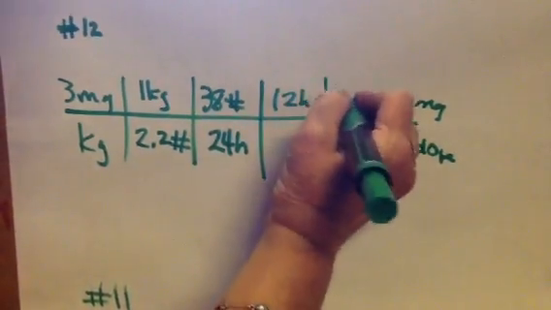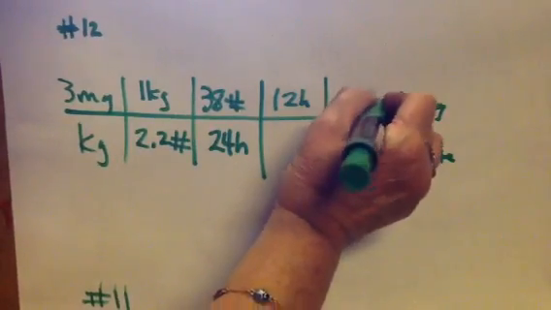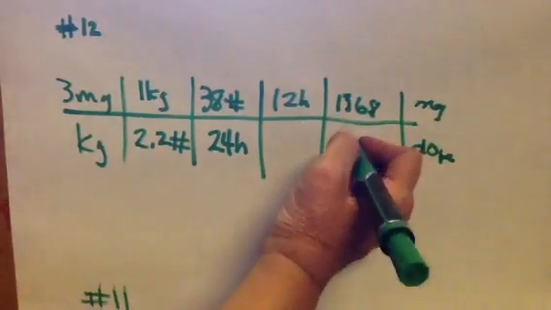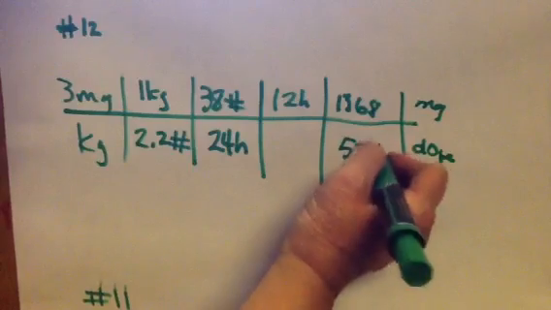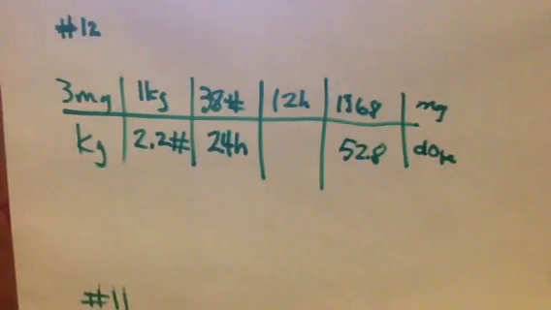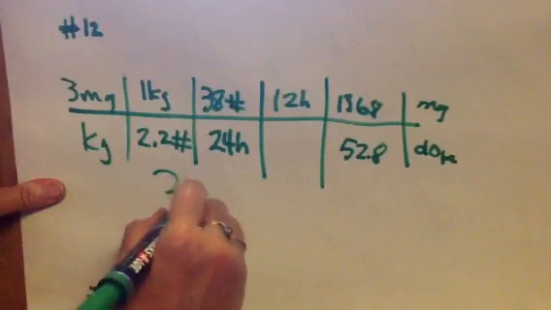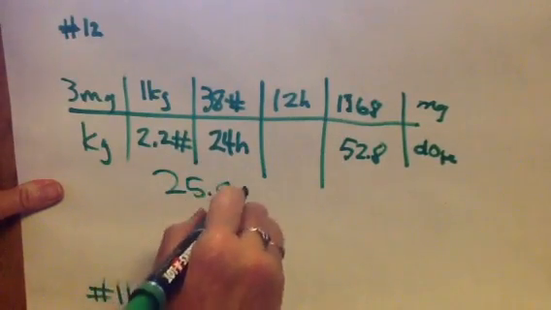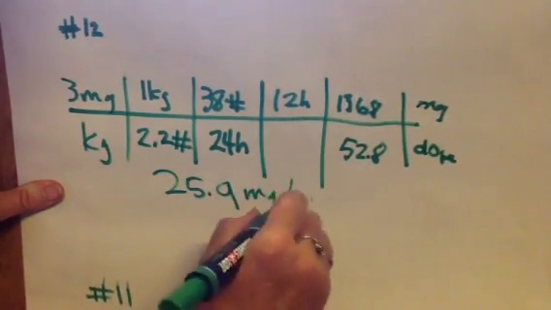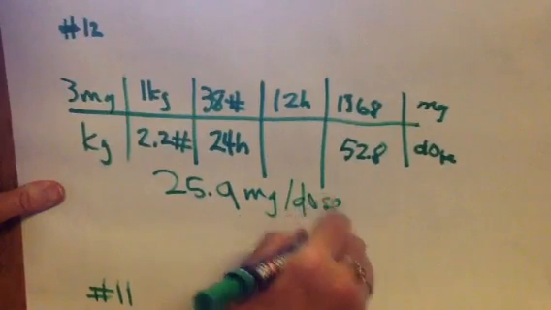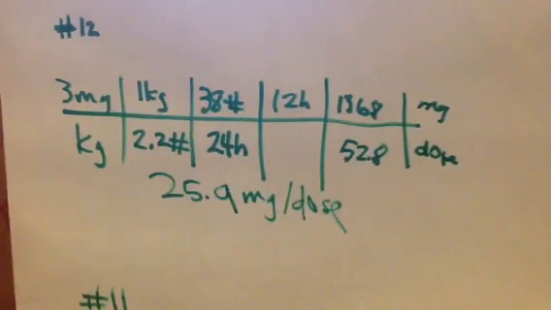So when we do the math, we come out with 1368 over 52.8. So when we calculate that, it comes out to be 25.9 milligrams per dose. So that's our answer on that one.